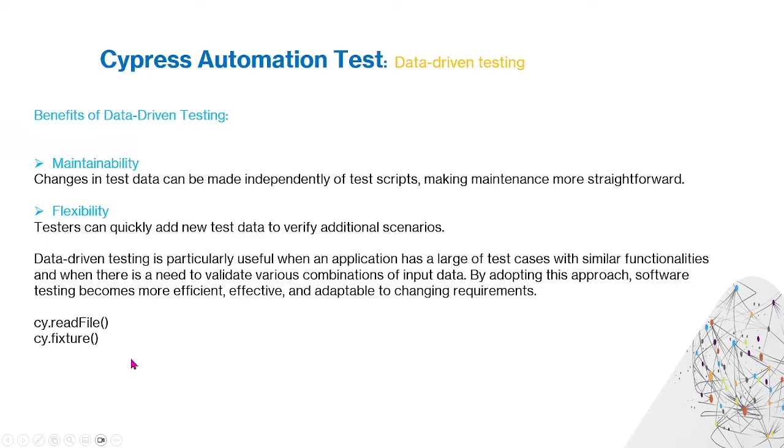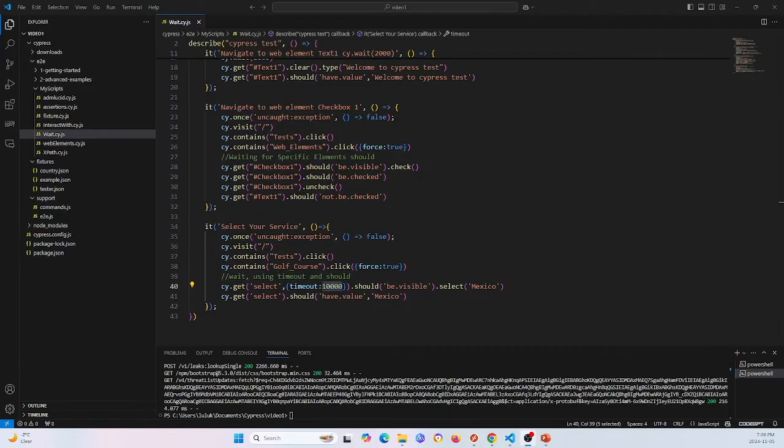So these are two ways that we can perform data-driven testing. cy.fixture, which reads a file within your fixture folder, or cy.readFile, which can read files anywhere in your directory. So now I'm going to show you how you can implement those two methods in your own code.